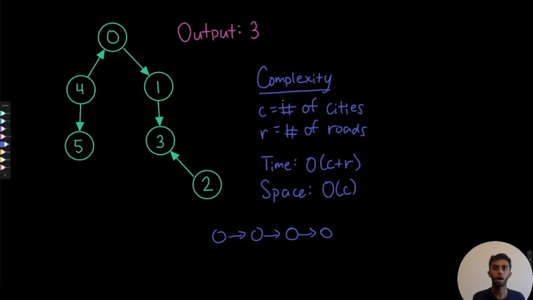We also have our visited set, which by the end is supposed to contain all of our cities, because we should be visiting every city. So that's another reason that we have O of C as our space complexity. All right, that's all for the approach. So let's go ahead and switch over to the implementation.